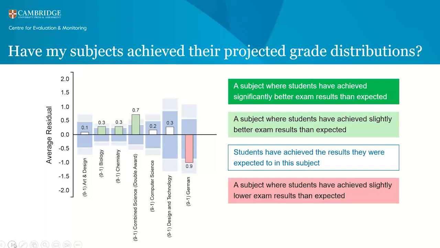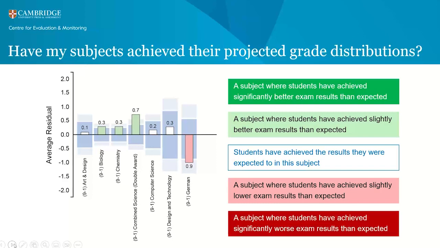So value-added scores on this chart, you can see, are between 0.1 and 0.3. If a subject is below that line, students have achieved slightly lower exam results than expected. There aren't any on here, but if it was dark red, then it would be a subject where students had achieved significantly worse exam results than expected as well.